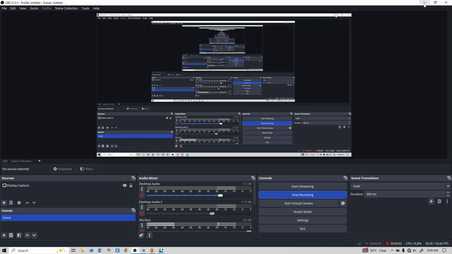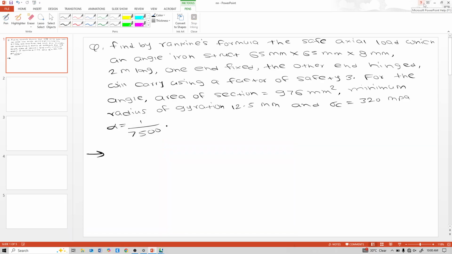Hello. Today in this video lecture we will see a numerical on Rankine's formula. So first read this numerical. First step is understanding the numerical. Don't go blindly towards solving it. First understand it thoroughly. So see, find by Rankine's formula the safe axial load.